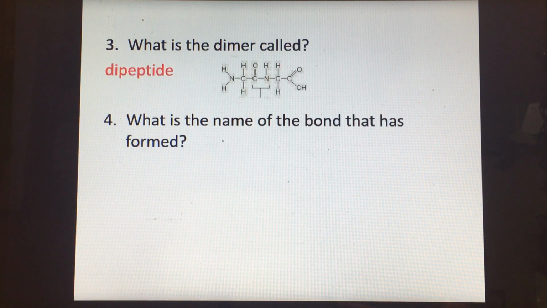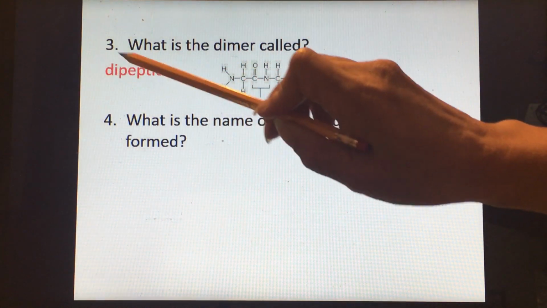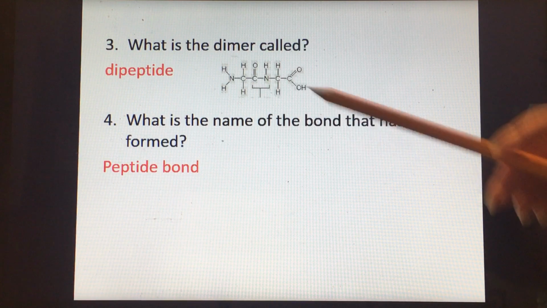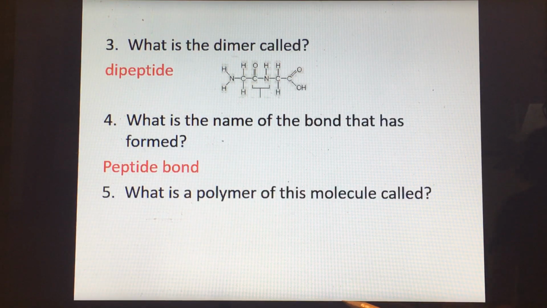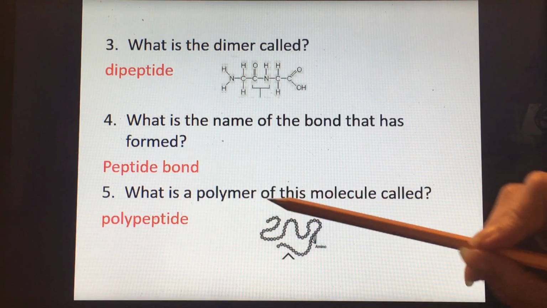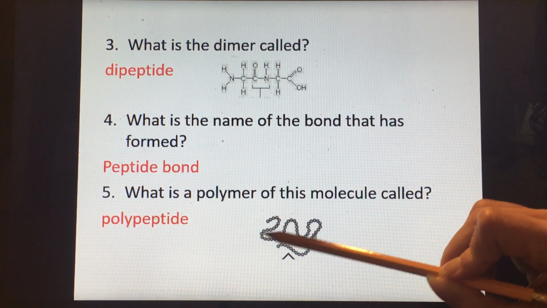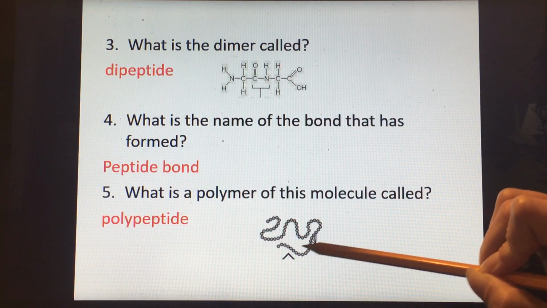So it's called a dipeptide if you have 2 amino acids bonded together. Again, you can count the nitrogens, 2 nitrogens, prefix di. The name of the bond is called a peptide bond, so that's the bond that is showing here. And the polymer of this molecule is called a polypeptide. And again, we're not showing you all the details of it, but each of these little circles represents an amino acid.